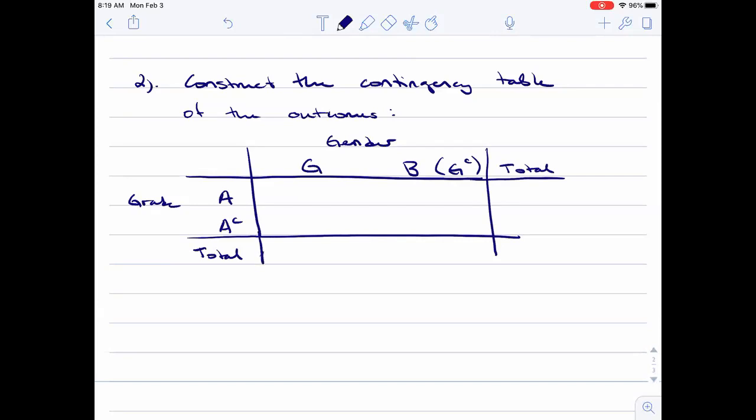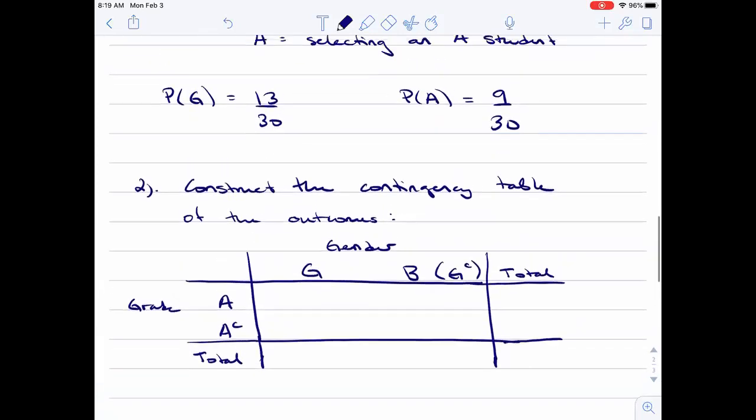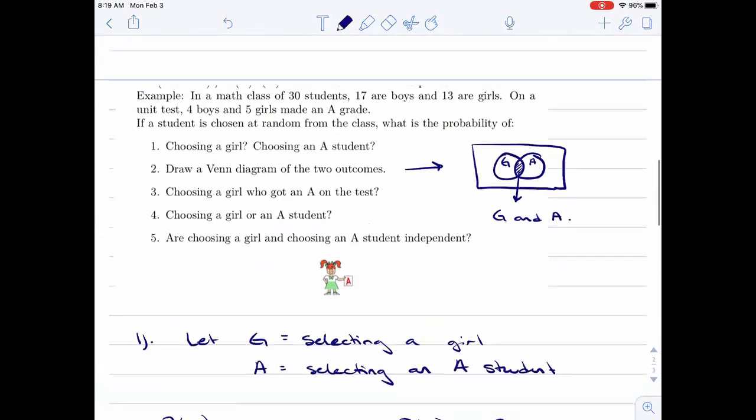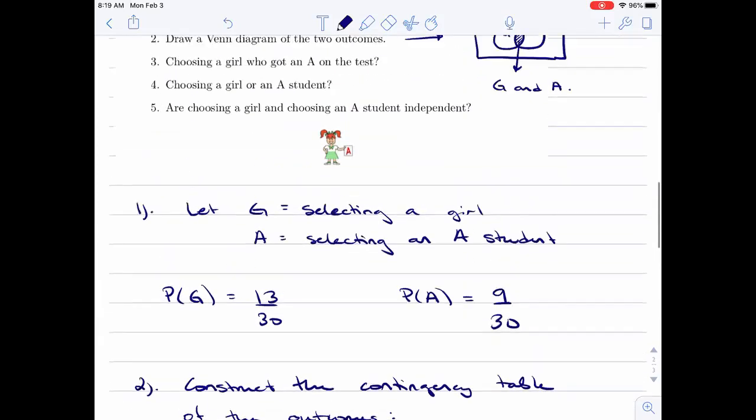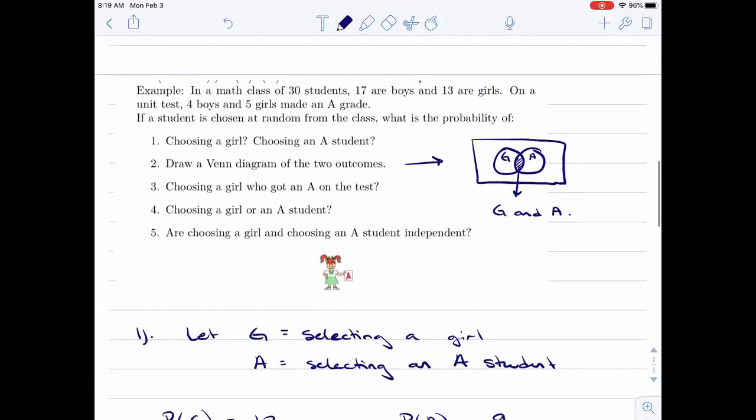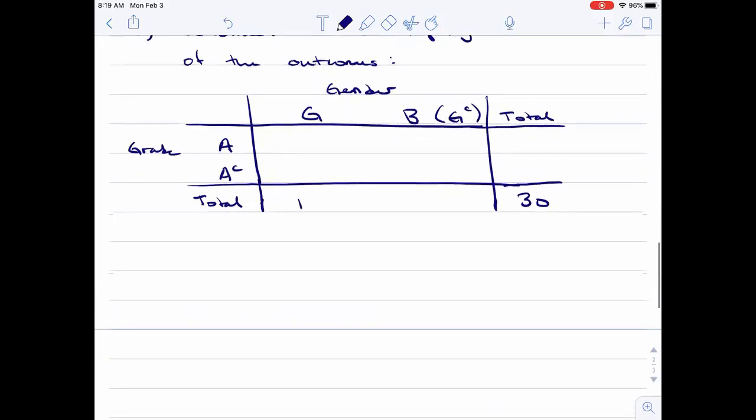And we've seen these things before, but here they are again. So from this information, I know that overall there are 30 students. So no matter what, my total in both the rows and the columns should add to 30. And I know in total, there are 13 girls and 17 boys. So down at the bottom here, I've got 13 and 17.